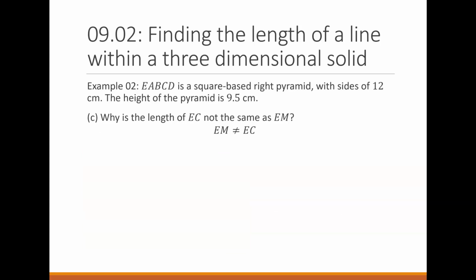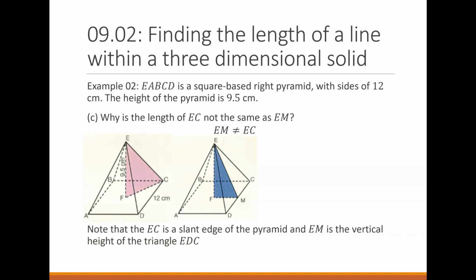So here, we visualize this, and we can see that yeah, they're the hypotenuse of two different triangles. We call EC a slant edge. And then EM is like the vertical height of the triangle EDC, right?